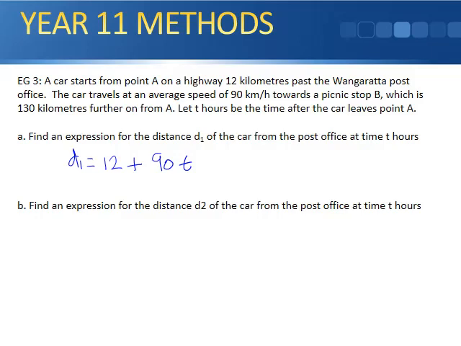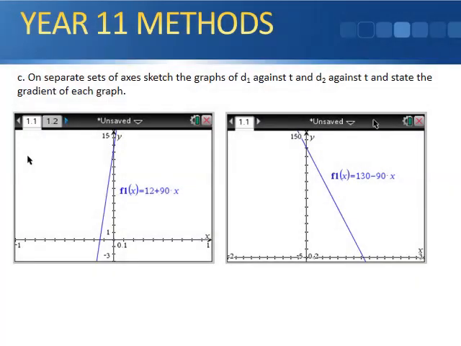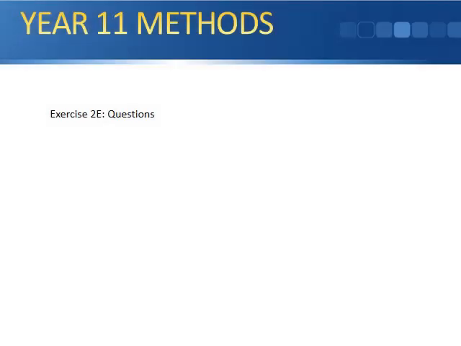There's that one there. Part B, an expression for the distance D2 of the car from the picnic stop after T hours. So this one will be 130 take away 90, that's this speed, times T. And it says draw on a separate sketch the graphs of these two and state the gradient. Well, for this one here, the gradient is again the one in front, which is 90. And for this one here, again, it's the one in front, so the gradient is negative 90. And there you have it for exercise 2E.